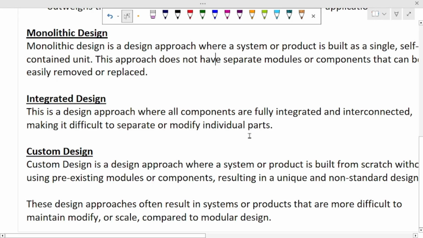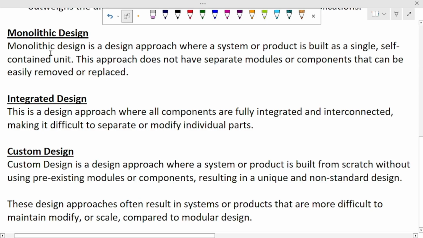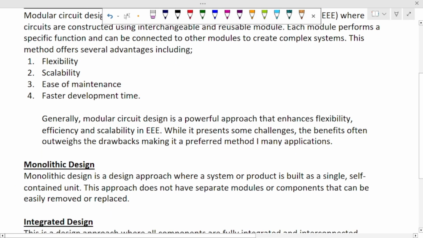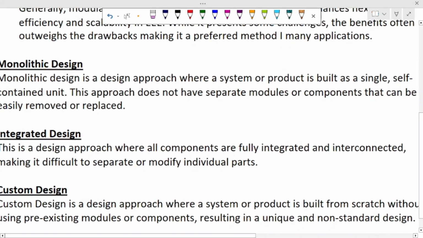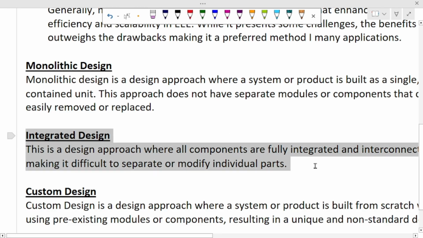Parts. Now, I want you to see this. The difference between monolithic and what? Integrated. Now, in case you are wondering, what's the difference between monolithic design and integrated design? Since this one is one system and a self-contained system that cannot be separated into different parts, integrated is also one system that cannot be separated into different parts and cannot be modified individually. So what's the difference now? This, my friend, is the difference.